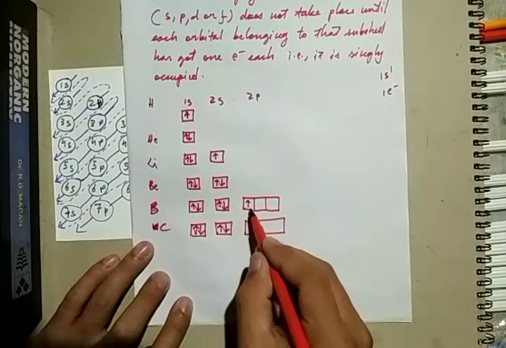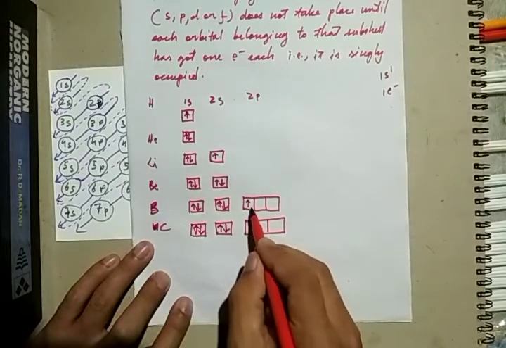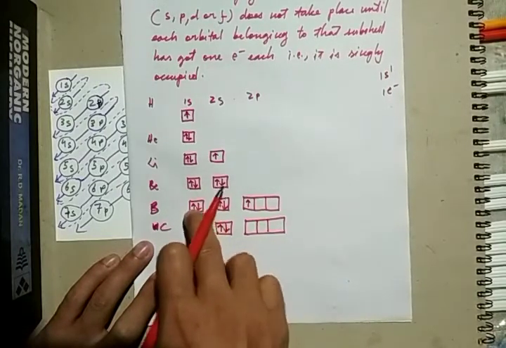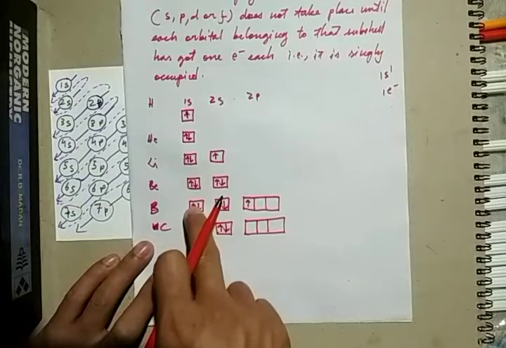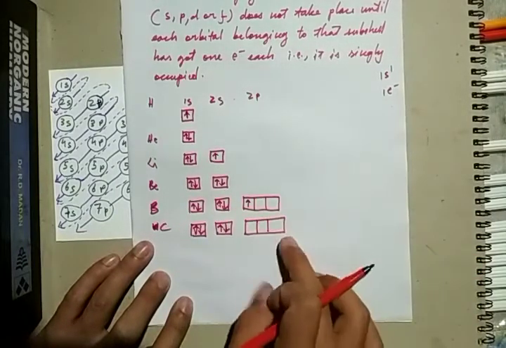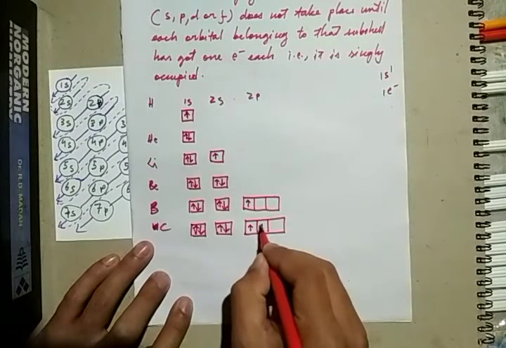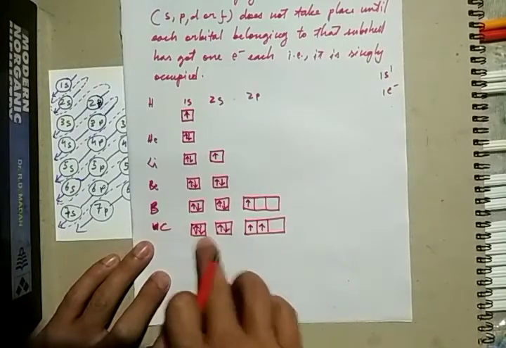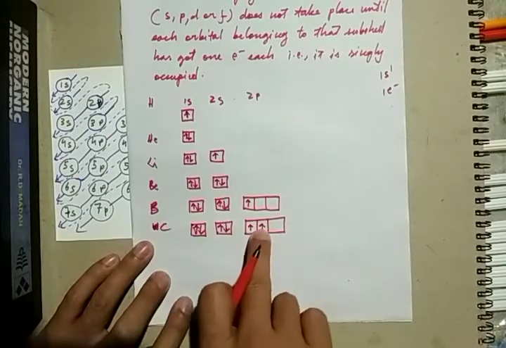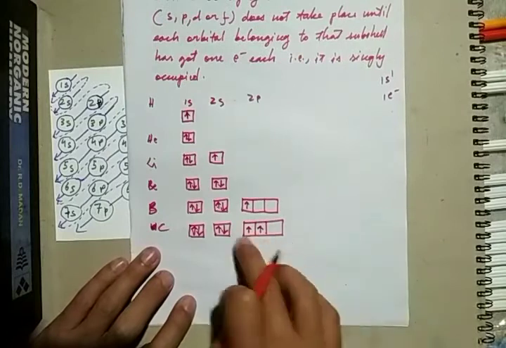So in this case, pairing will not take place, okay. This is the s orbital, so for s, pairing takes place since it has one orbital, but for this case there are 3 orbitals, so it is first singly filled like this. Carbon has 6 electrons, so according to this rule, it is singly filled.